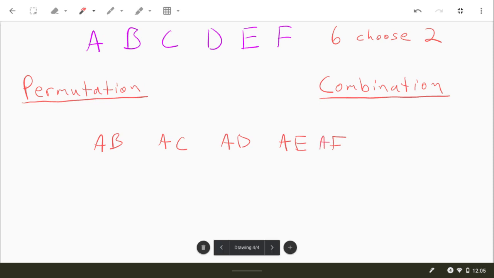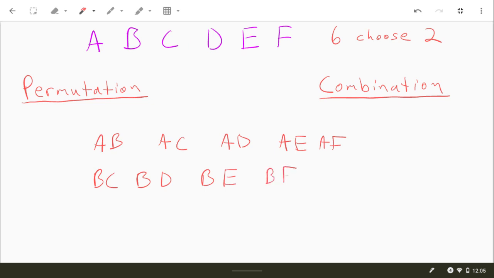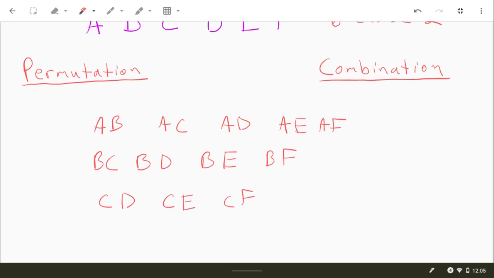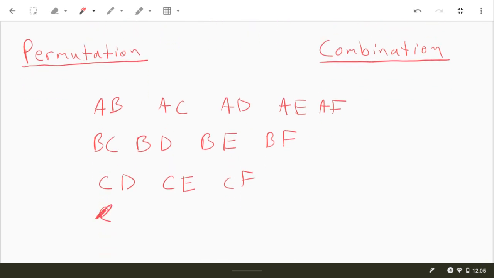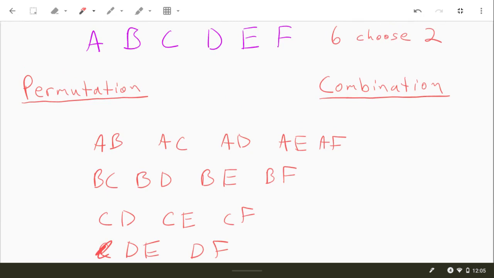All right. If I wanted to, I could do BC. I could do BD. I could do BE. I can actually list these out. It won't take me all day long. I could do CD, CE, CF, and I could do D, all right? I could do DE and DF, and then the last one I could do is EF. So this is all the possible pairings for these 6 letters, all right?